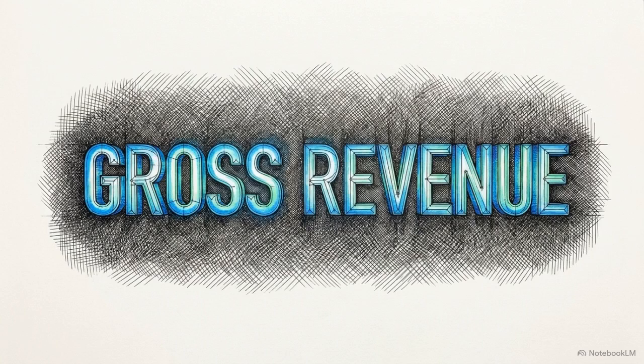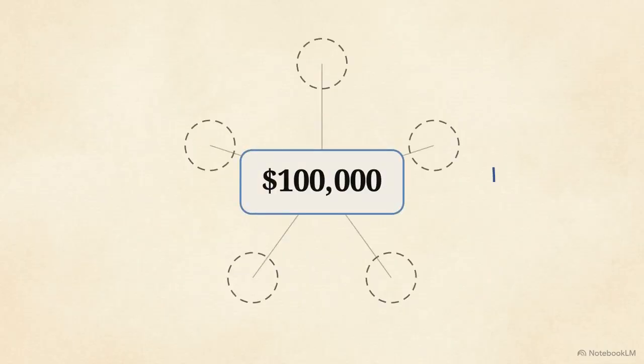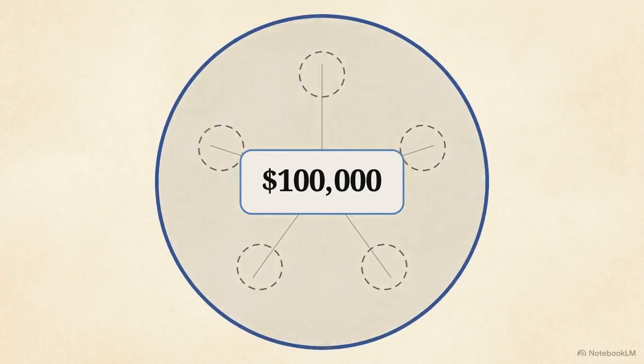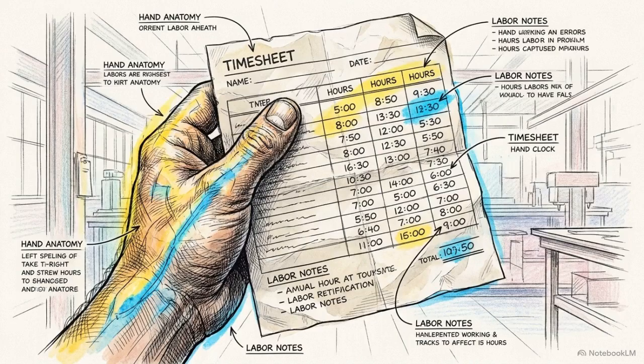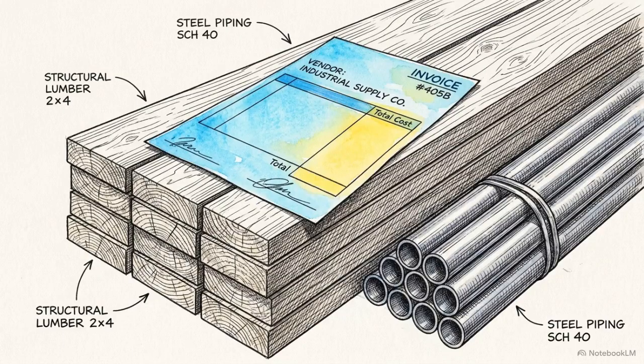Look at a bank deposit of $100,000. On paper, it looks like an absolute win, but an isolated number lacks the data needed to tell a real story. It exists in a vacuum. That single deposit doesn't tell you how many hours your team burned to earn it. It fails to identify exactly which client paid the invoice, and it entirely hides the specific costs of the materials you consumed along the way.